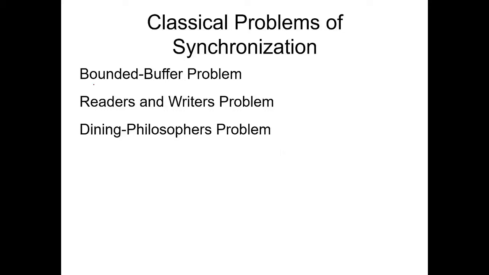So the first problem we'll see is the bounded buffer problem, and this problem is also called the producer consumer problem. In the previous session, we have already studied the producer-consumer problem. So what is the job of the producer? The producer is going to produce something and the consumer is going to consume something. So there is a buffer with n slots which will be shared by both producer and consumer.